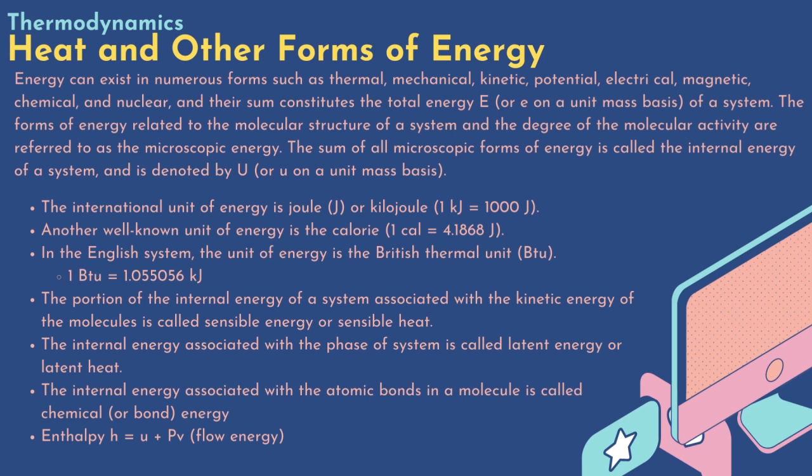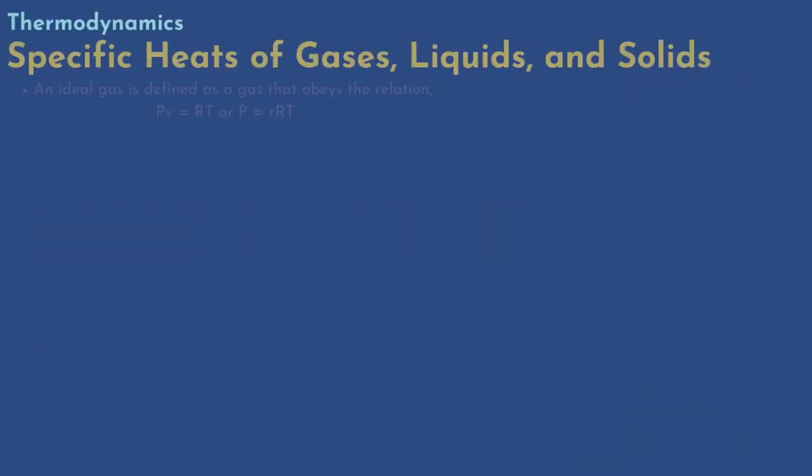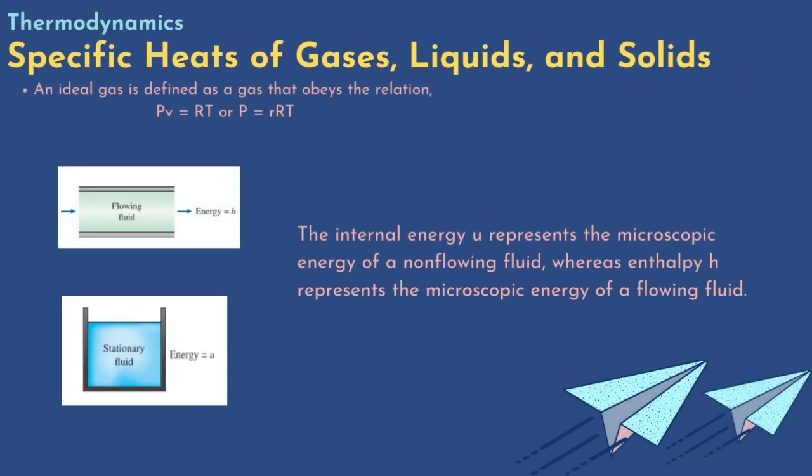Enthalpy can be denoted as enthalpy H equals internal energy U plus PV, where the term PV represents the flow energy of the fluid, also called the flow work. Next is the specific heats of gases, liquids, and solids.